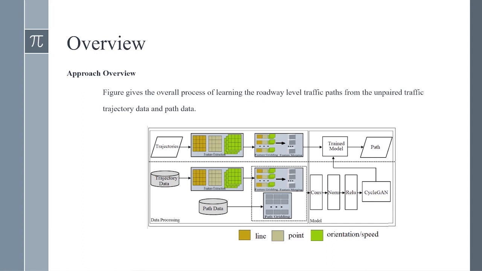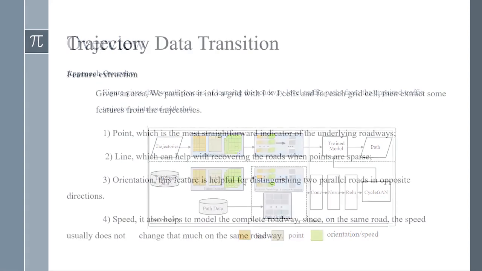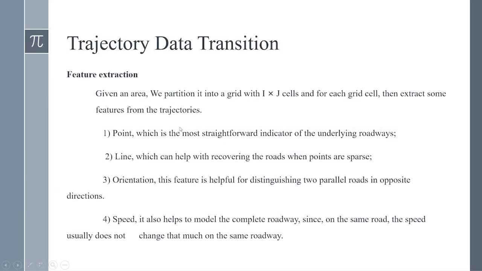path data. Spare-term block information is first obtained by feature extraction, and then feature grounded and feature merging until we get the input of the proposed model, and at the same time path data is also grounded to get the sample of the target data distribution for the model. Next is the trajectory transition.